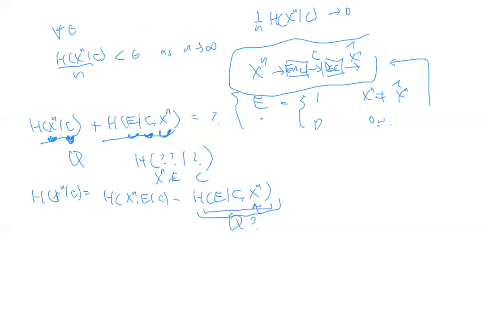So the question is, given C and xn, what do we know? Given C, we know xn hat, right? And given xn and xn hat, what do we know? Yes, so therefore what is this? Actually, it's just 0.